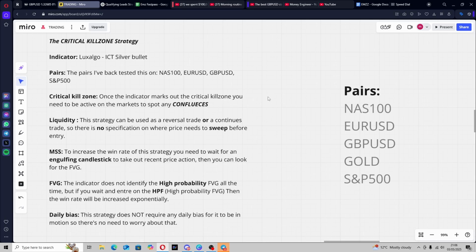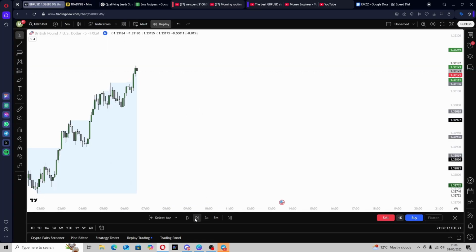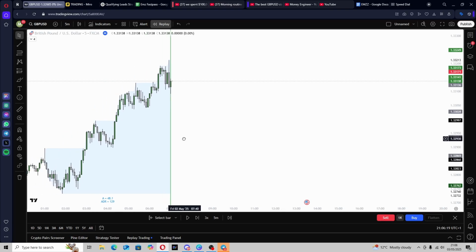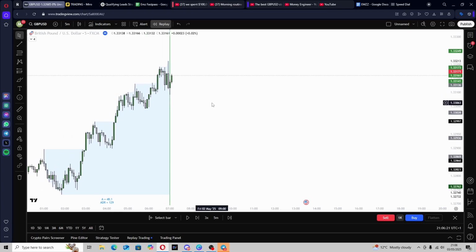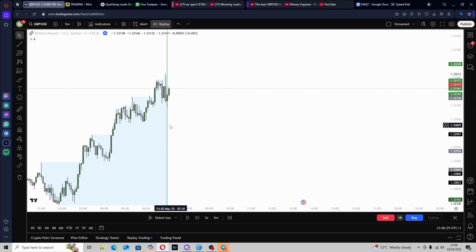We're only going to be trading within these pairs right here. Once the indicator marks out the kills, you need to be active on the markets to spot any confluences. So this strategy actually starts from 7 a.m. So if I play price forward, there you go, you can see 7 a.m. just started right there, and this is a new strategy that I've never taught before, so you gotta listen, right? As you can see, at 7 a.m. this indicator, I'm going to be giving it to you, it's really, really good. It's just marked out our 7 a.m. time.